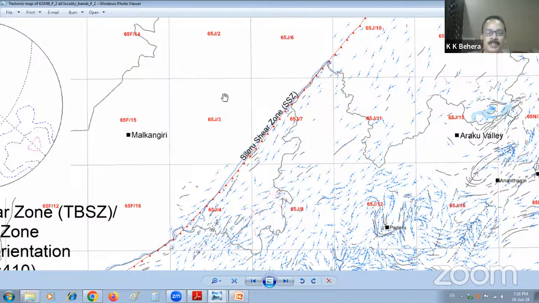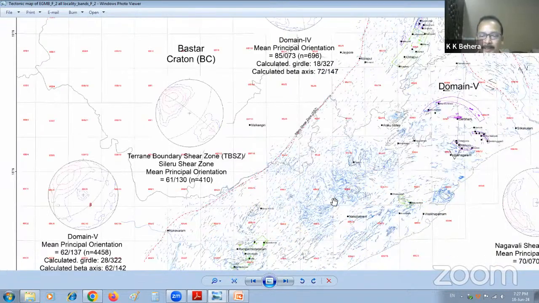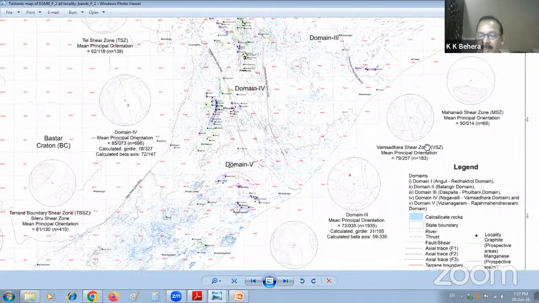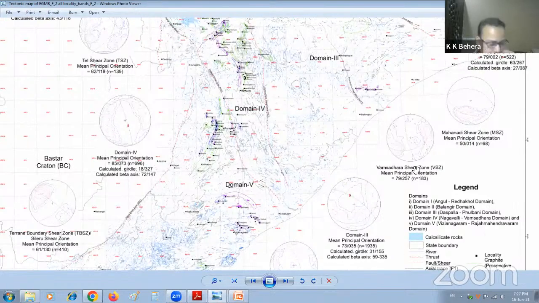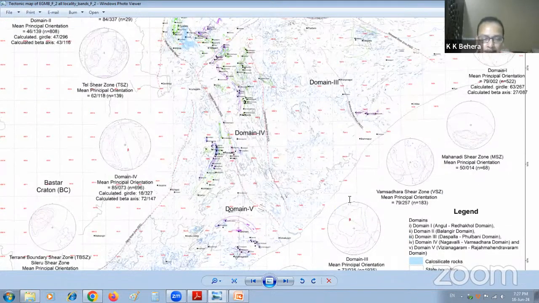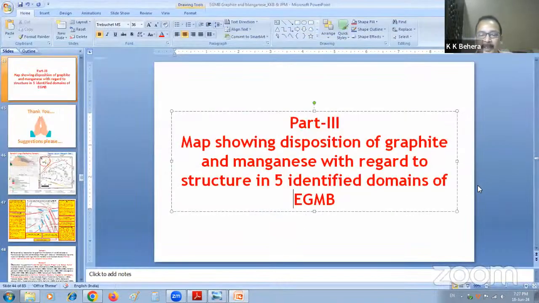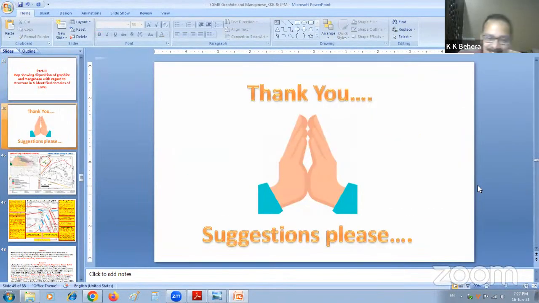This is the effect of the thrusting. Sileru region is just a line, but the effect of thrusting is observed quite far beyond the established Sileru region. So in this map we have given the data of each domain and each region. These are the results. This is all about my presentation, sir. Any suggestions, please?